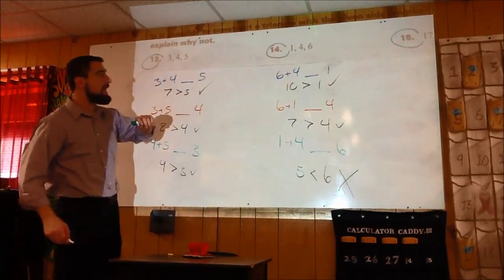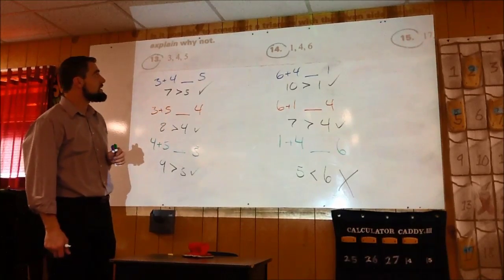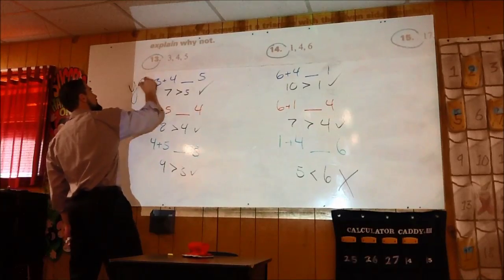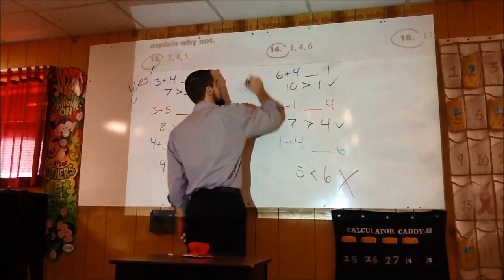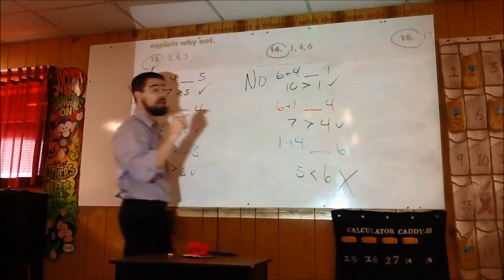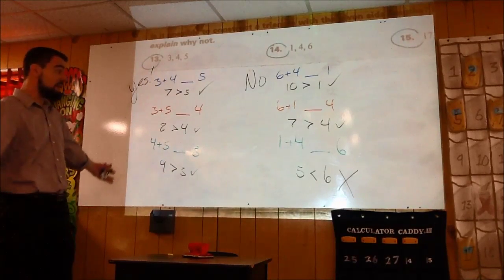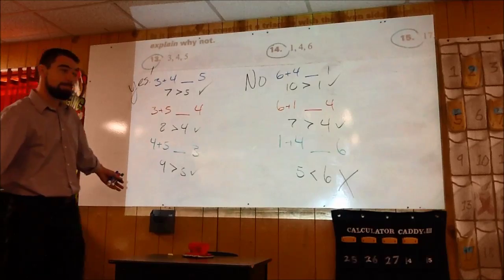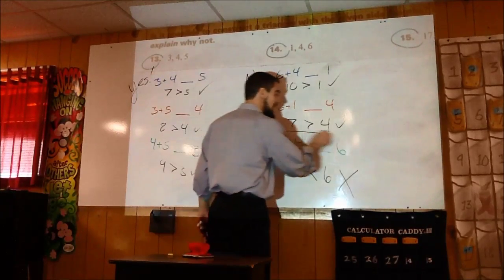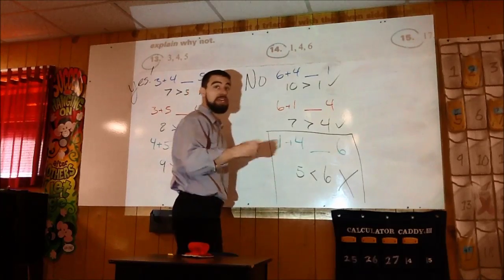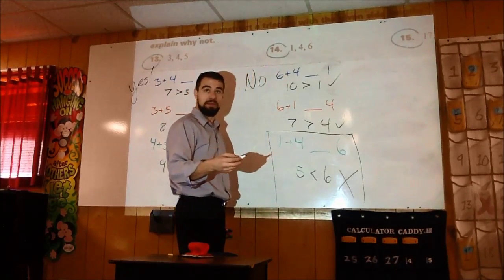The instructions say, is it possible to construct a triangle with the given side lengths? This was absolutely yes. This one was no. Then it says, if not, then explain why not. This is your mathematics as an explanation, and you need to write and tell me.